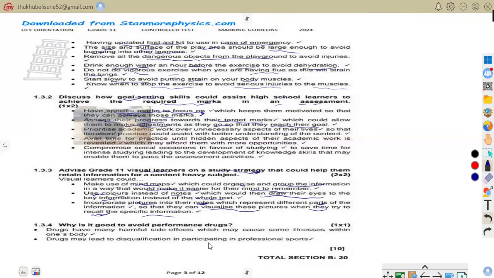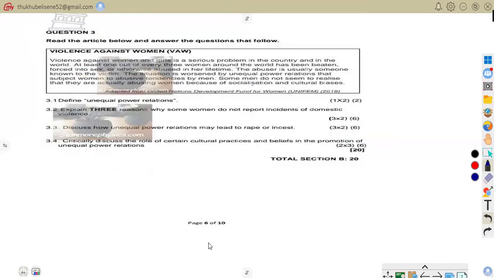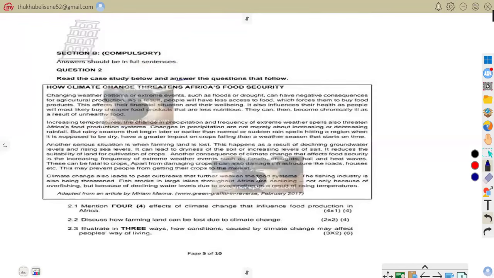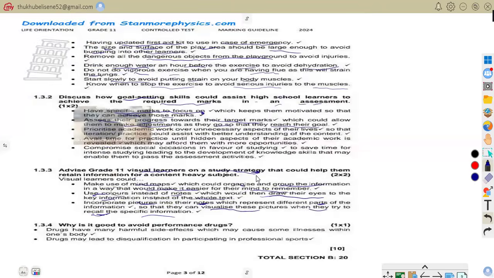Hope we are together, creative bits. Let us be on 1.34 and try to find what the question demands of us. So 1.34 is all about: why is it good to avoid performance drugs? Why is it good to avoid performance drugs? So let us attend to it as well.